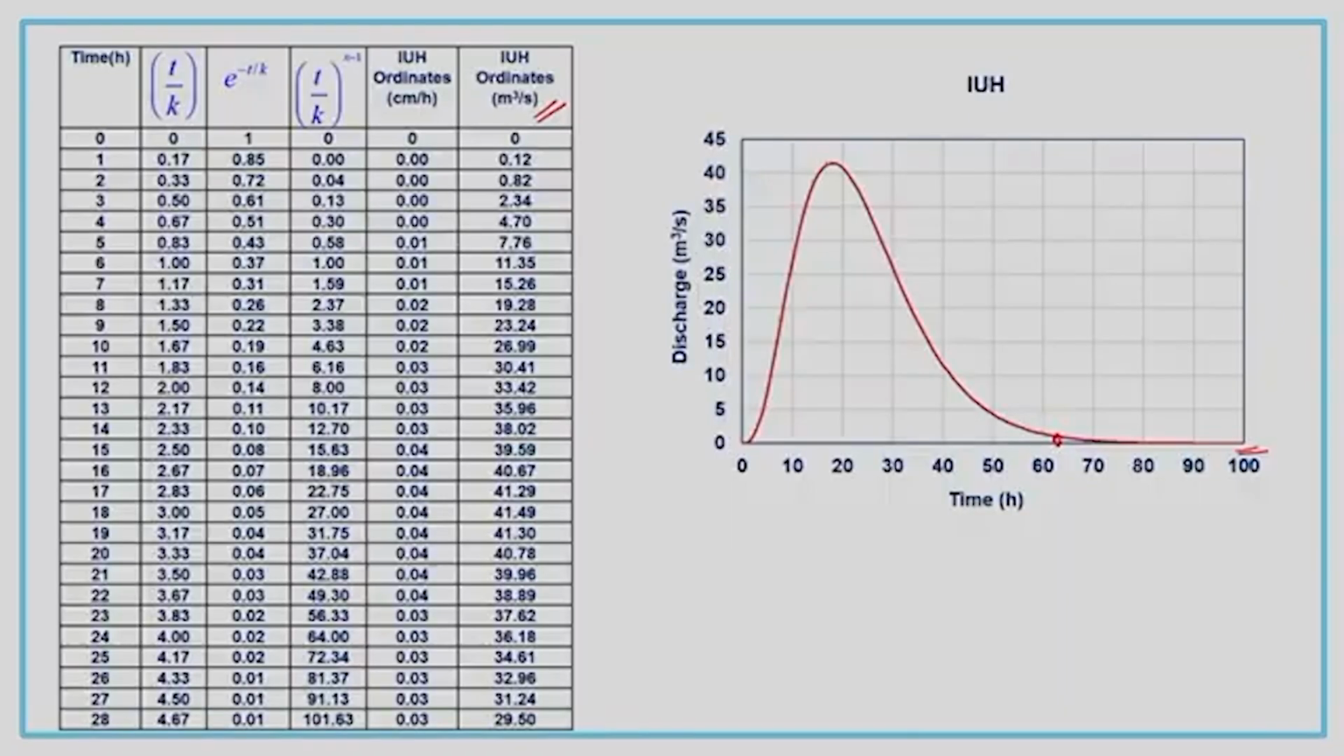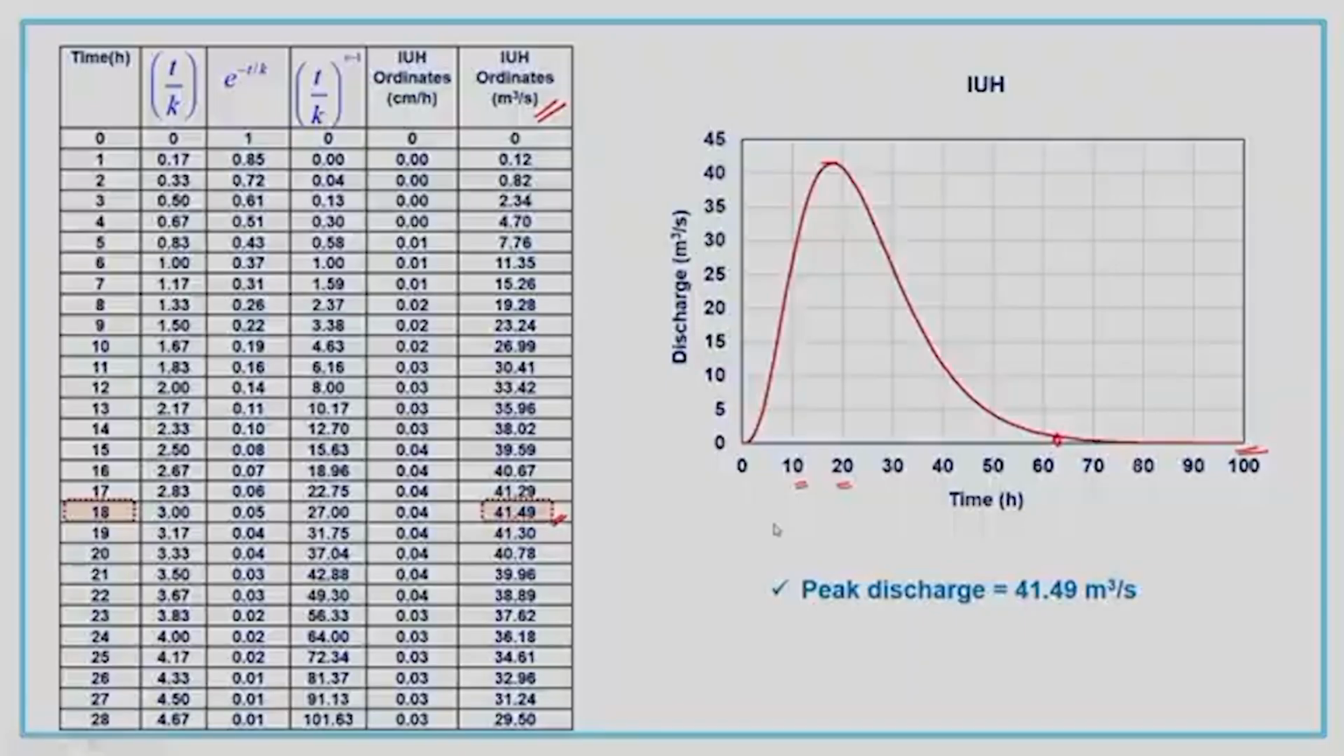Now, 2 more parts are pending, that is the peak runoff and also time to peak. Now, you can observe that the peak is somewhere here, between 40 and 45, and time is between 10 and 20 hours. So, you can look into the table for getting the peak value. Peak value is coming to be 41.49 meter cube per second. The corresponding time is 18 hours. So, the peak is achieved at a time of 18 hours with a value of 41.49 meter cube per second.